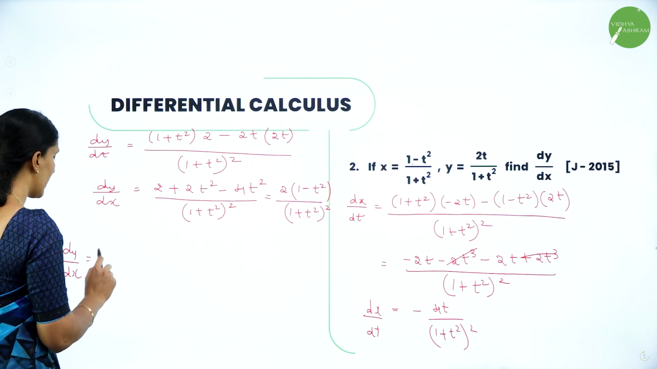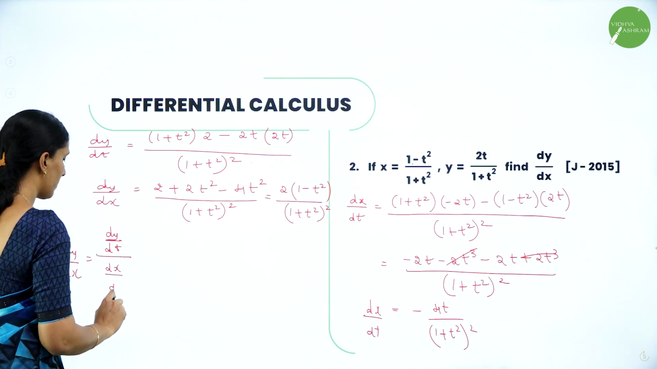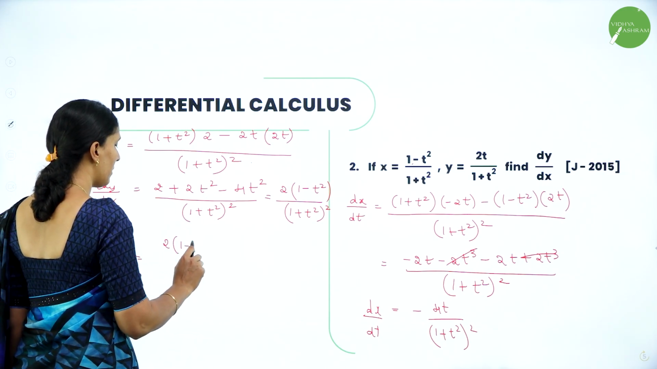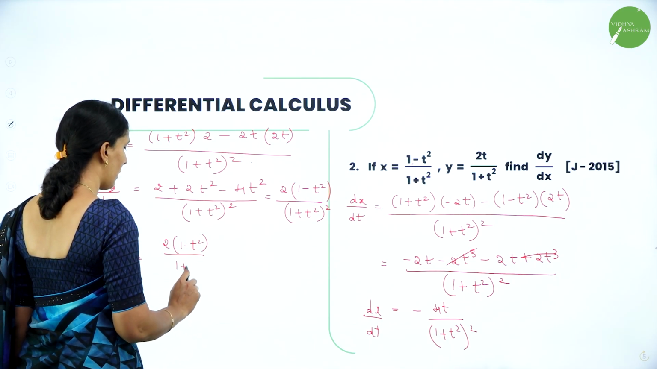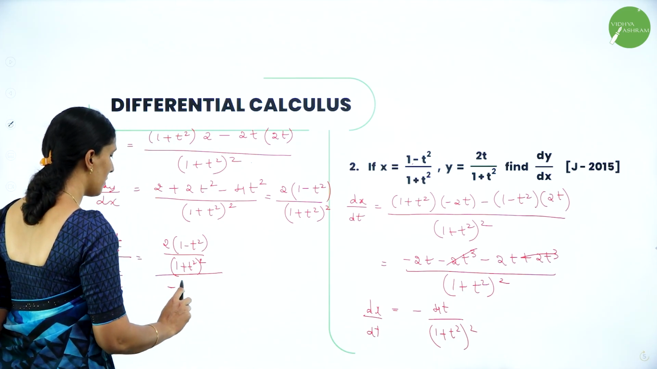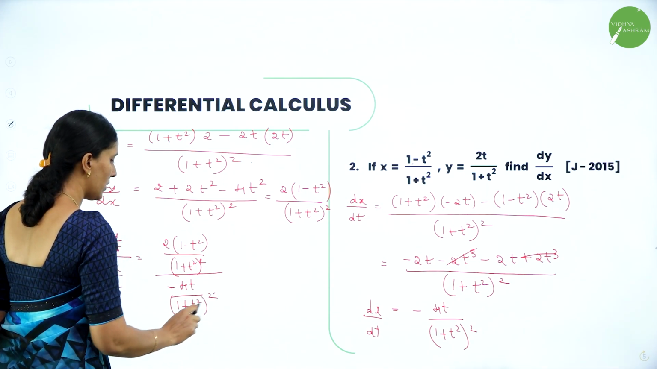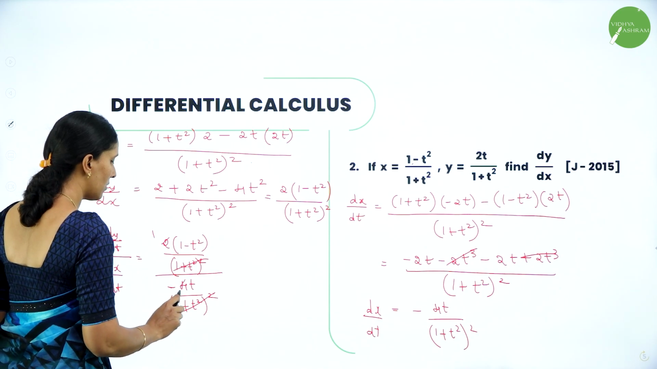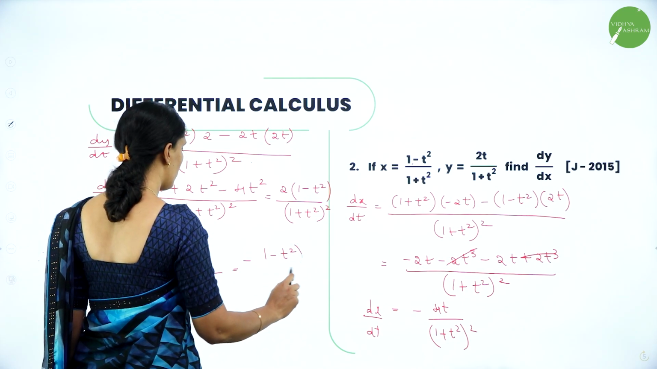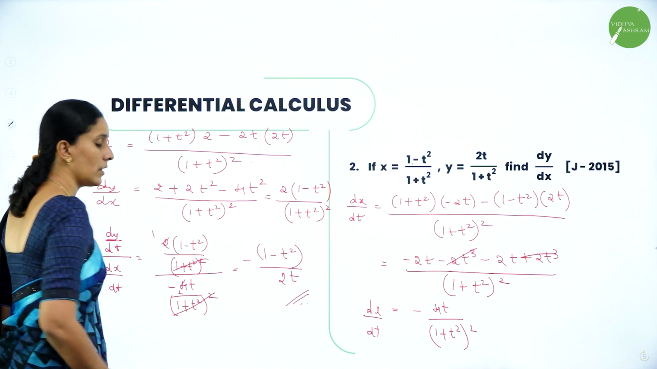So dy by dx can be written as dy by dt whole divided by dx by dt. So dy by dt is 2 into (1 minus t square) divided by (1 plus t square) whole square, and dx by dt is minus 4t divided by (1 plus t square) whole square. So these two will get cancelled. 2 ones are 2, 2 twos are 4. So we are left with minus (1 minus t square) divided by 2t. So this is the answer.